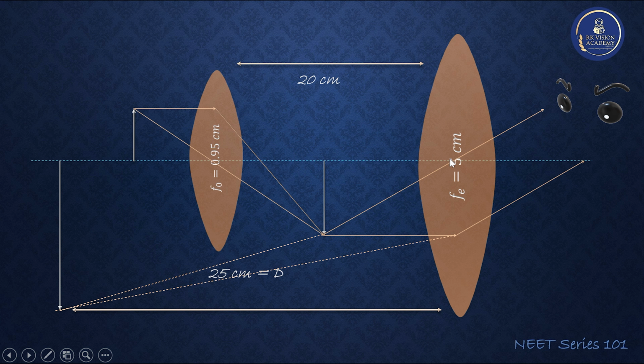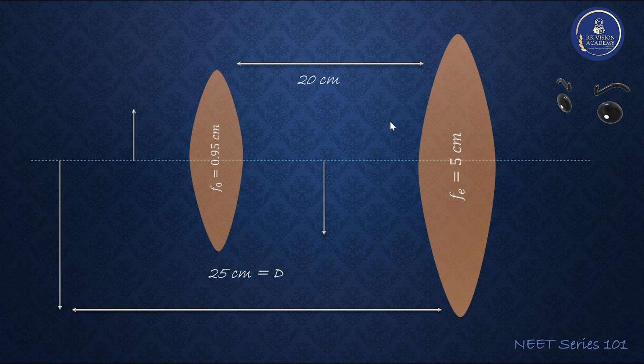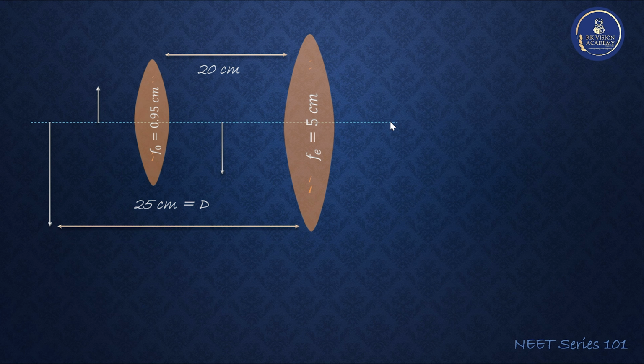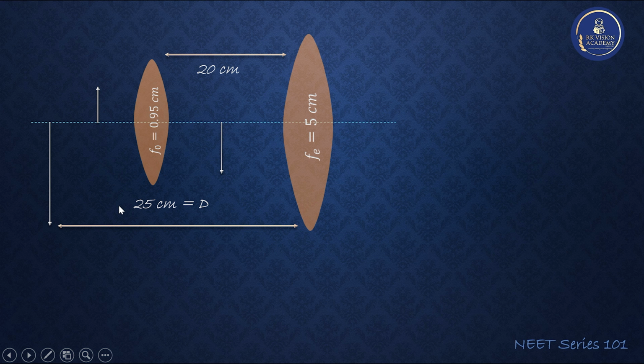You can see that this is a bit crowded, so let me take away the ray lines. Let me shrink it so that we can have space to work out. If the final image is formed at a distance of 25 centimeter, then this is the maximum magnification, right? So for the maximum magnification, this is the formula.